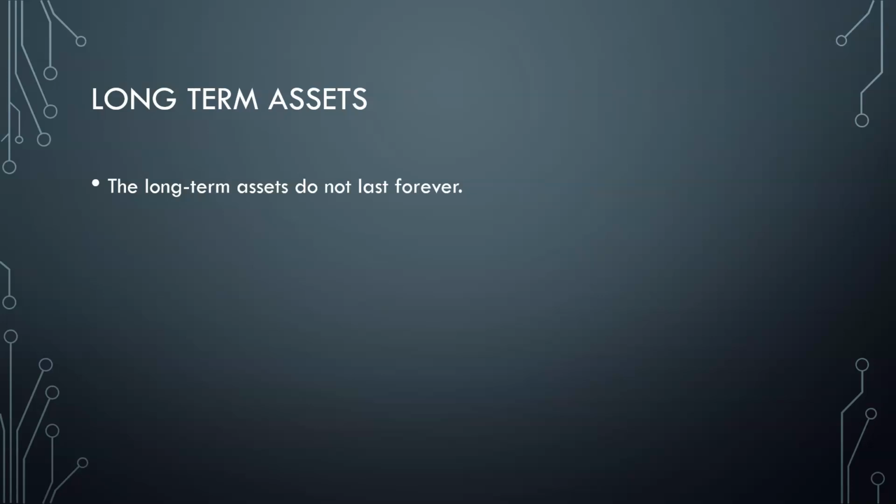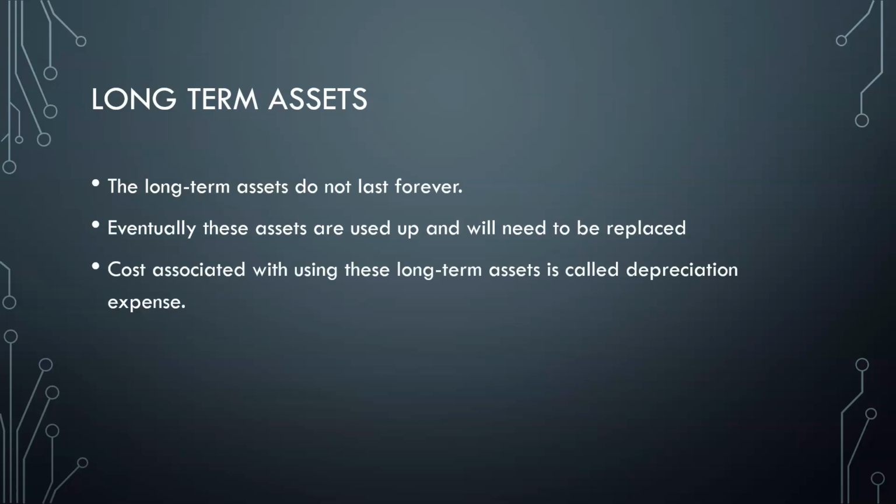Long-term assets do not last forever. They do need to be replaced at some point in the future. The company will use them up and they'll have to replace them. Because they're used up, there is a cost associated with using these long-term assets, and we call that depreciation expense. We assume that land is never going to be used up, that it has unlimited life, so we do not depreciate land in accounting.